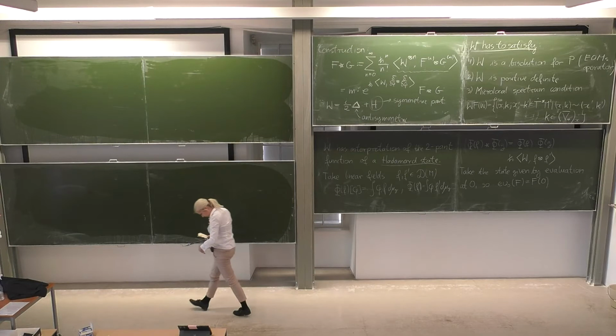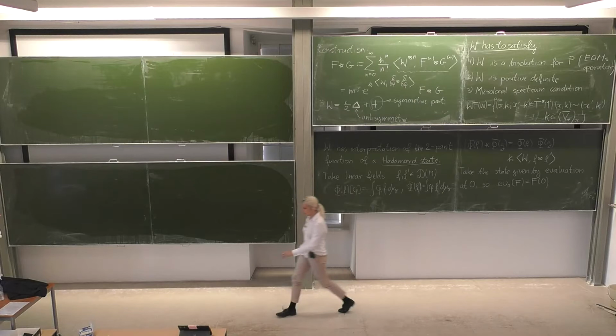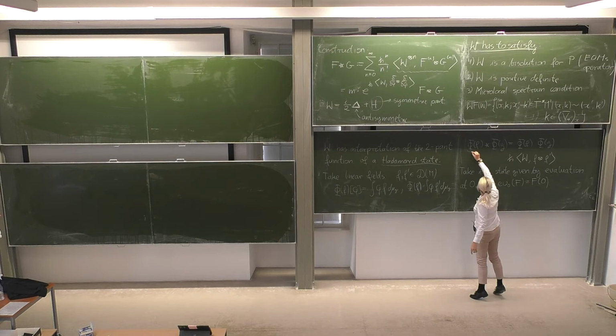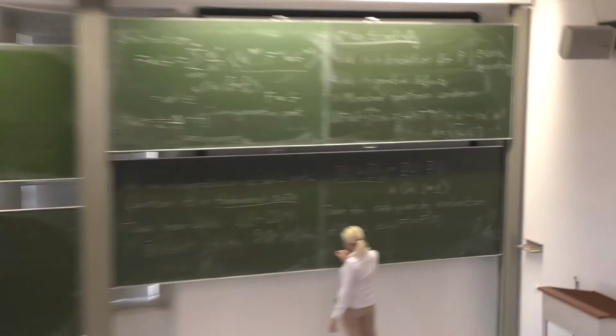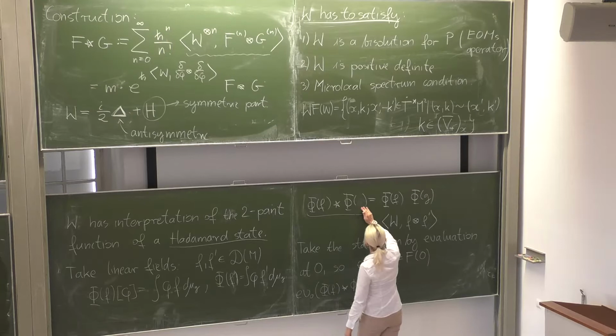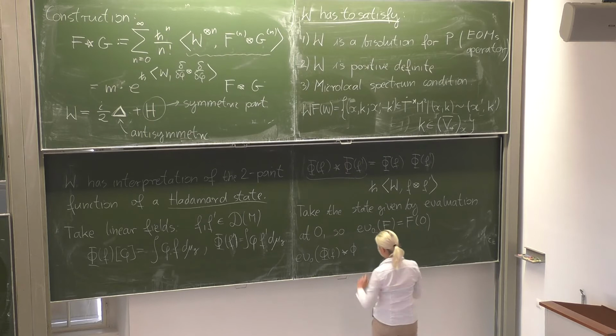So back online. Okay, so let's continue this. So I have the state, which is given by evaluation at zero, and now I can apply this state to the product of two fields. So evaluation at zero of F star, I noticed, okay, that should be F prime, right? To be consistent with what I wrote before, of course. F prime star F prime. Okay, so that's this guy.